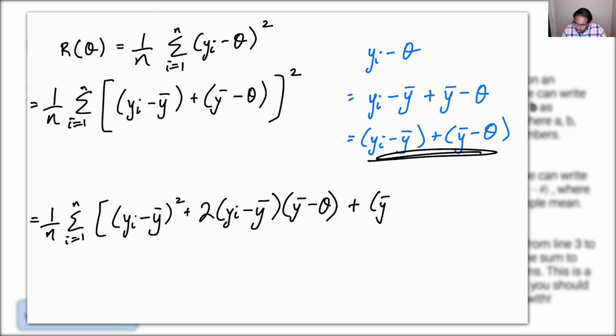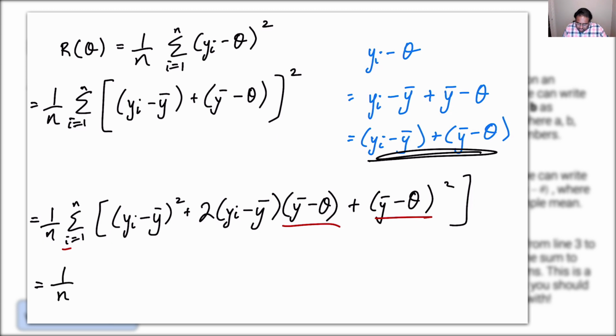Plus (y bar minus theta) squared. And so we've just expanded the square from the second line. Now what I will do is distribute my sum into each of these individual terms. What's important to note is that with respect to the sum over i, y bar minus theta is a constant. So these are not part of our summation, and we can pull them out, and you will see that we were about to do that.